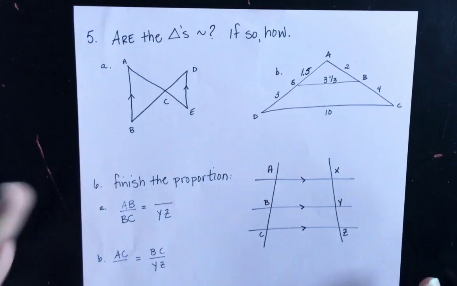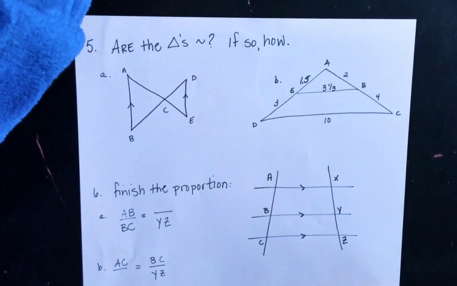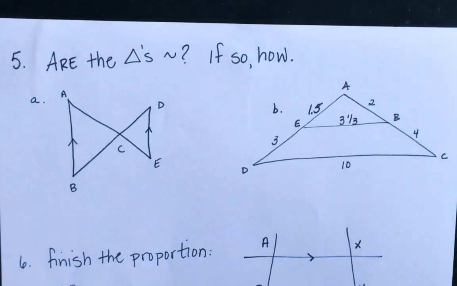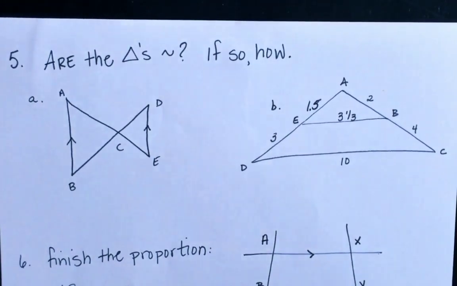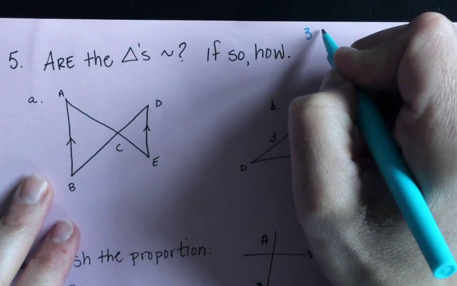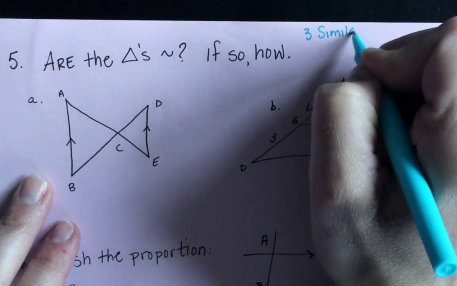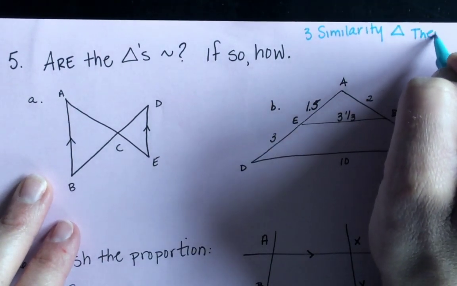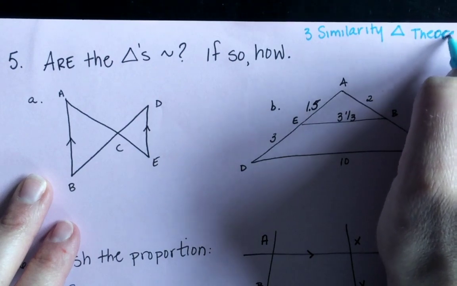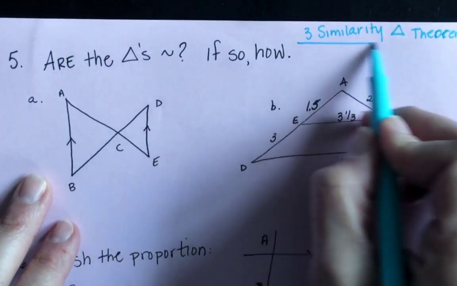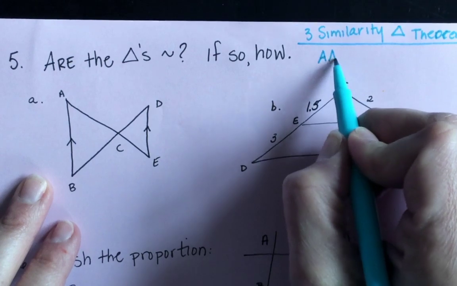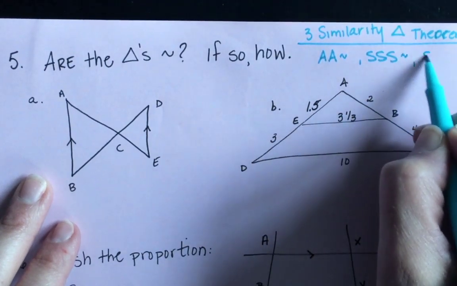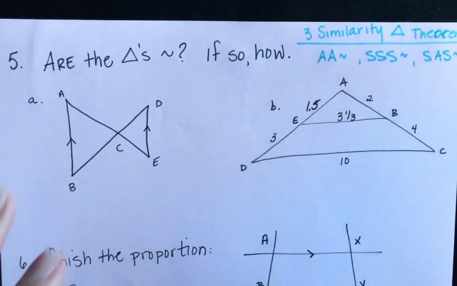So the next one that we're going to look at is simply remembering, are they similar? And if we remember that there are only 3 similarity triangle theorems. We have angle similarity, we have side similarity, and we have side angle side similarity. There are only 3.